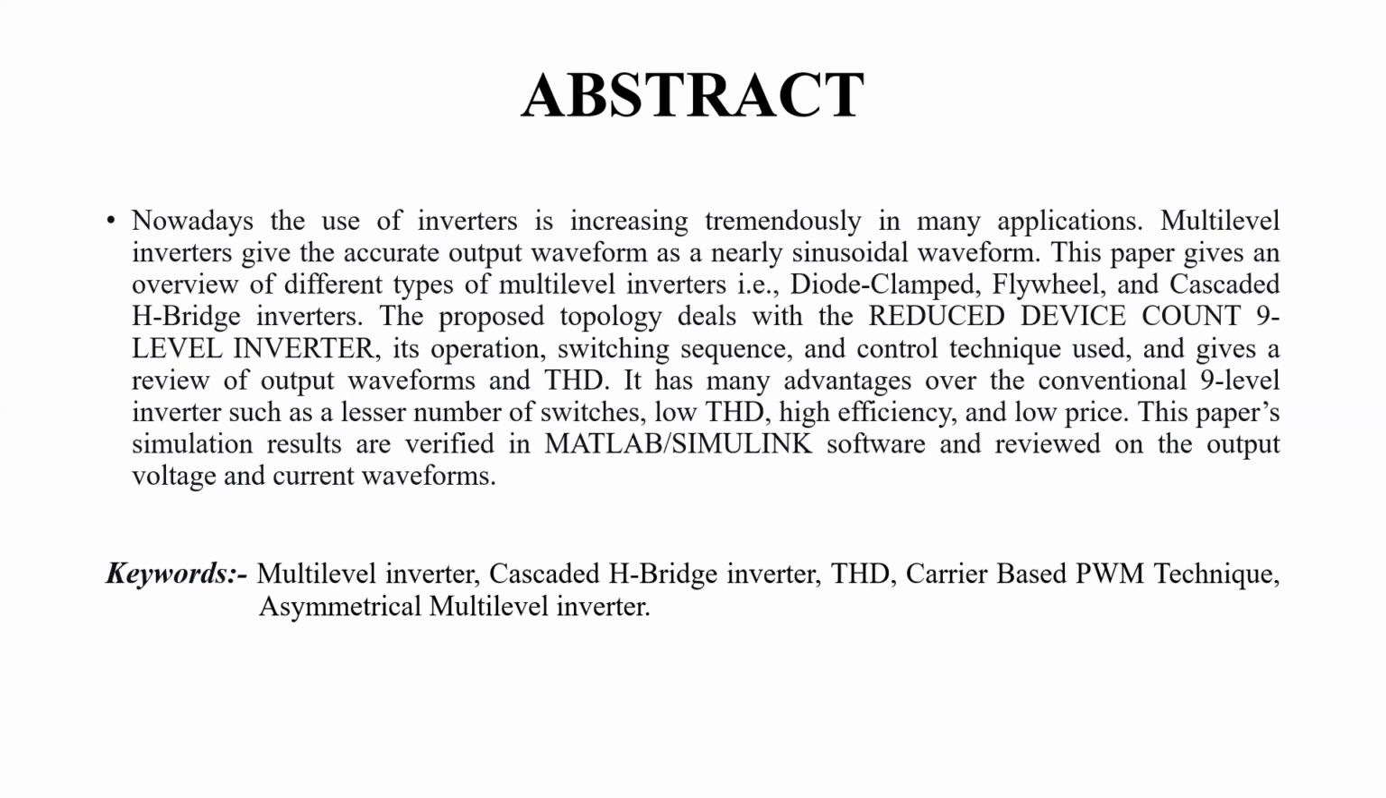It has many advantages over the conventional 9-level inverter, such as a smaller number of switches used, low THD value, higher efficiency, and lower price. The simulation results of this paper are verified in MATLAB Simulink software and reviewed on the output voltage and current waveforms. The main keywords used in this paper are multi-level inverter, cascaded H-bridge inverter, total harmonic distortion, that is THD, carrier-based PWM technique, asymmetrical multi-level inverter.